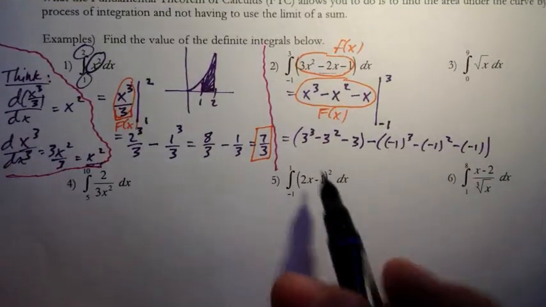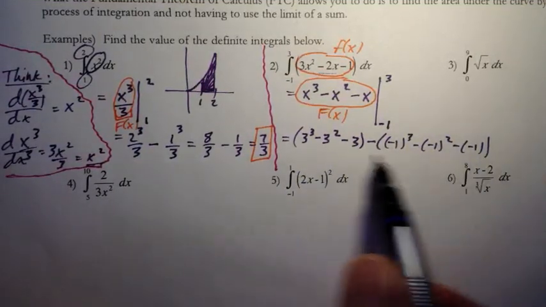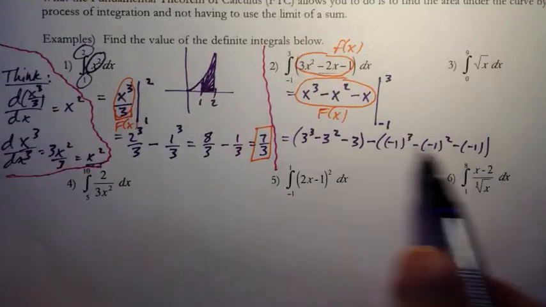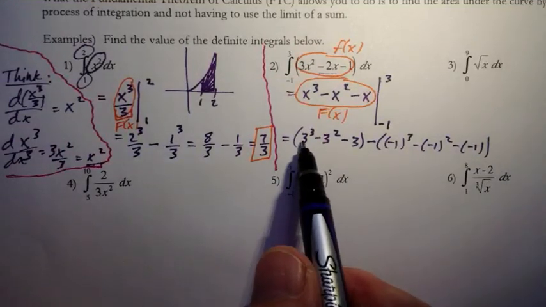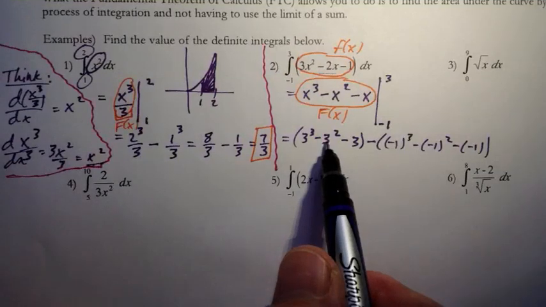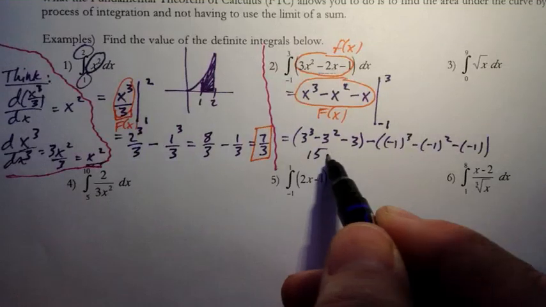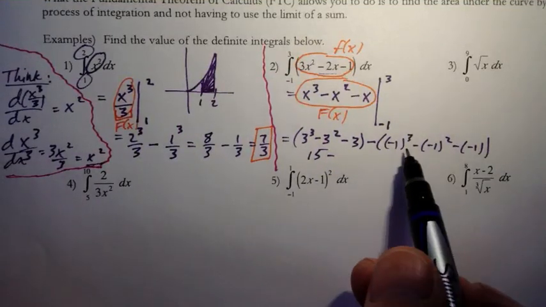Okay, but that's the expression, and since I don't have a whole lot of room here, I'm going to try to do a lot of this in my head right now. 27 minus 9 is 18. 18 minus 3 is 15. Minus... okay, this is tough.